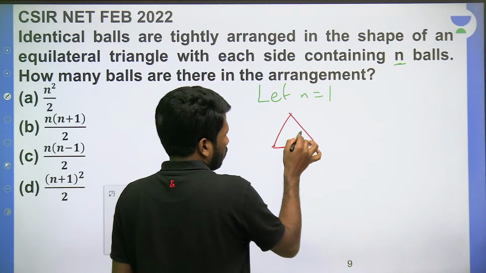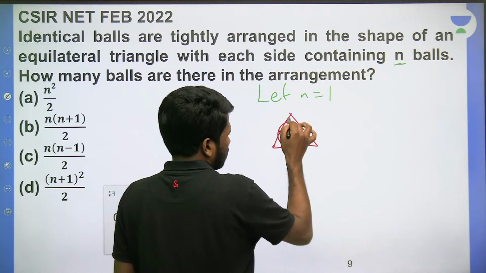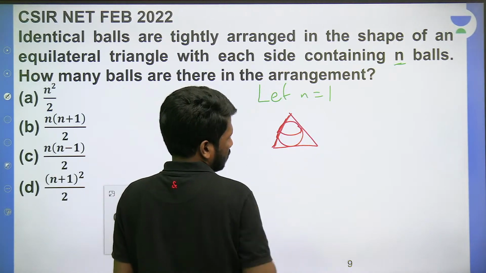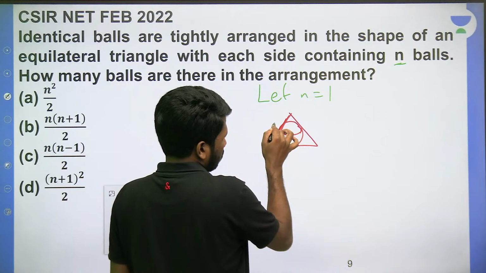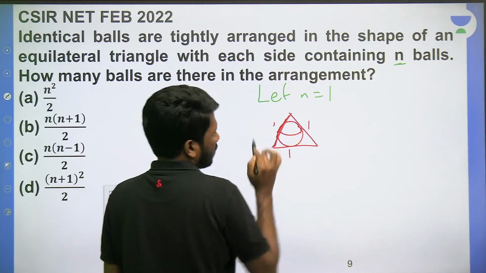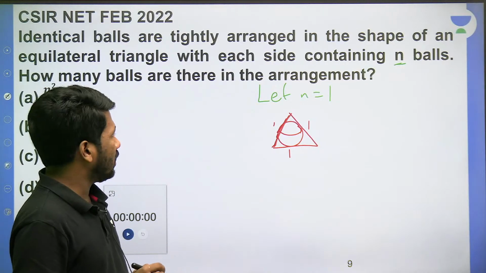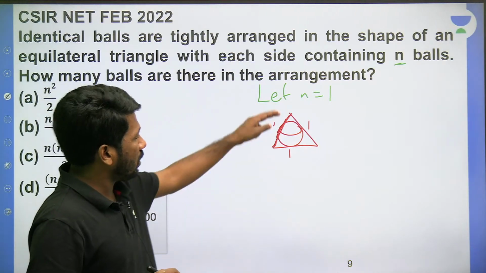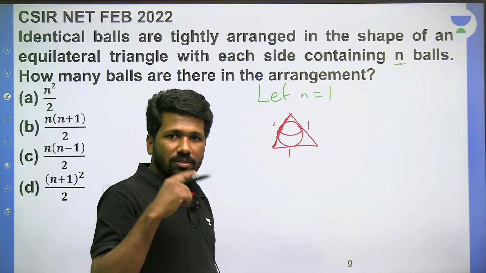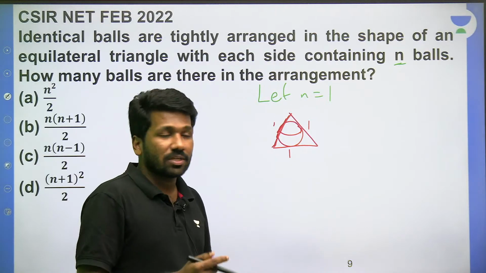I will show you how. If n equals 1, this is how the picture will look. Something like this. This side also one ball, this side also one ball, this side also one ball. Are you all understanding that? This is the meaning of n equals 1. Every side one ball means total one ball only, because that one ball is common to all the three sides.